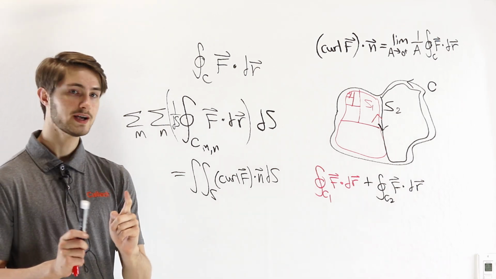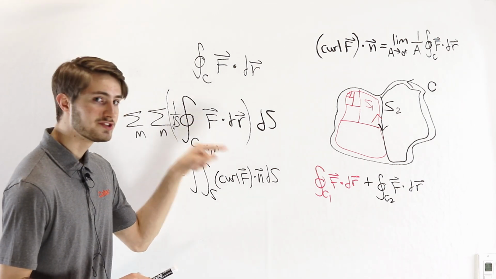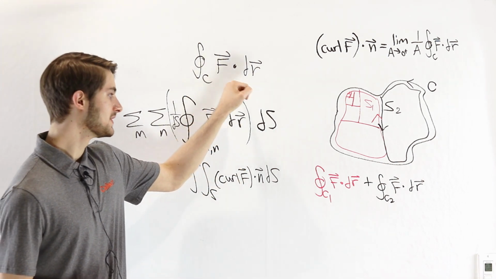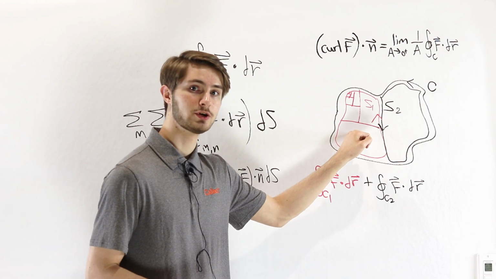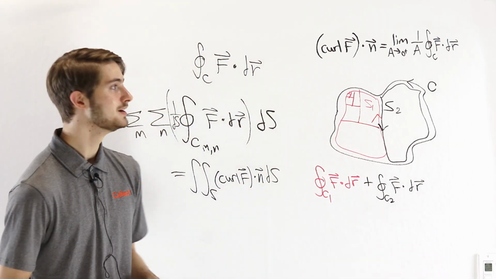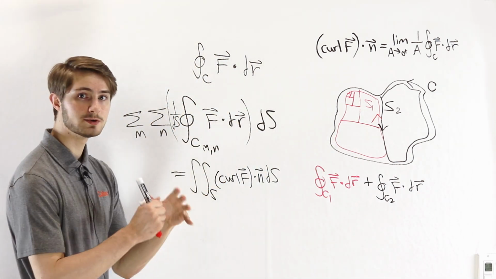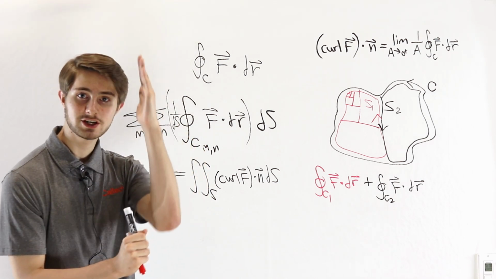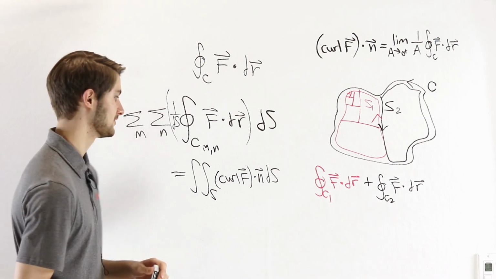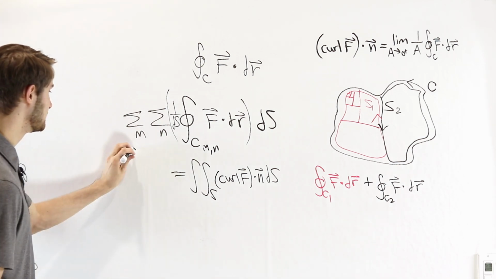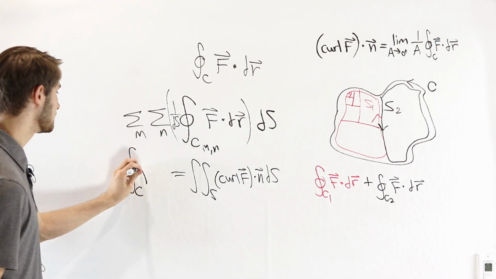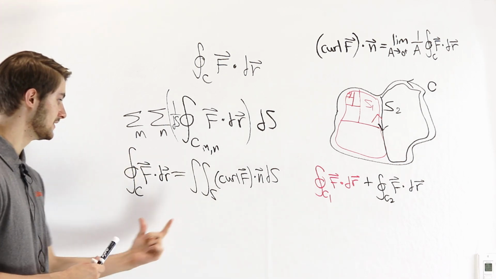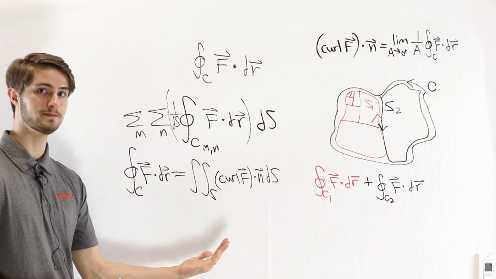The important thing to recognize now is that at every step we took here, we preserved the original value of the line integral. Every time we split up the region into smaller regions, we get the same answer. And even if we take an infinite number of regions as we decrease the area down to 0, every time we split it, we keep the same answer. So this is still equal to the original line integral over the curve of F dot dr. And this is the curl theorem.